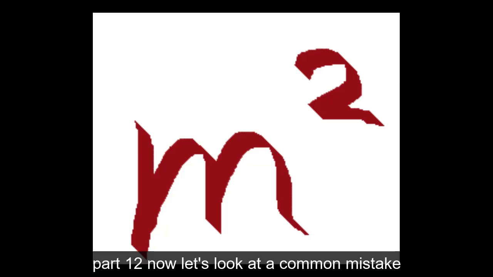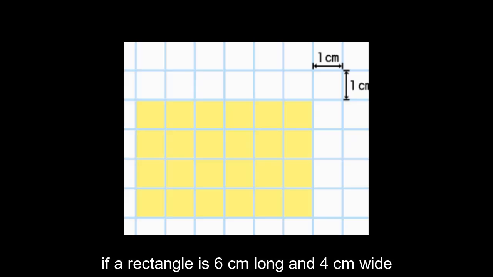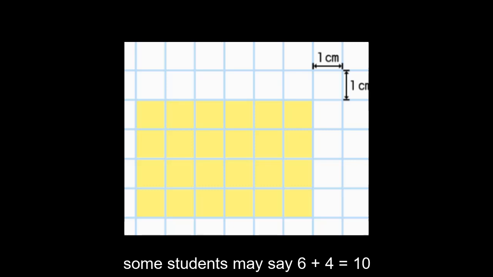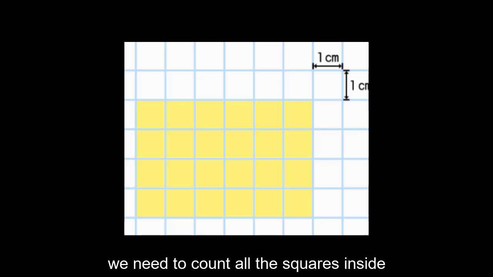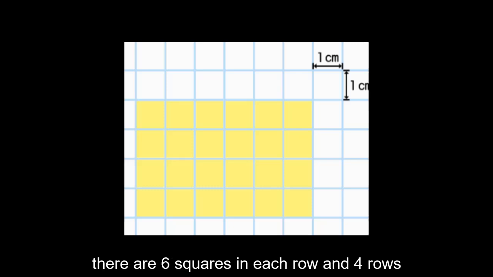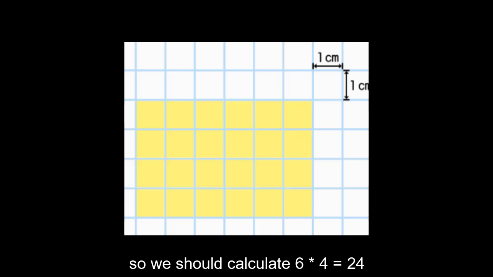Part 12. Now let's look at a common mistake. If a rectangle is 6 centimeters long and 4 centimeters wide, some students may say 6 plus 4 equals 10. But 10 centimeters is not the area. That is only adding 2 side lengths. Area is about the space inside the rectangle. We need to count all the squares inside. There are 6 squares in each row and 4 rows. So we should calculate 6 times 4 equals 24. The area is 24 square centimeters.